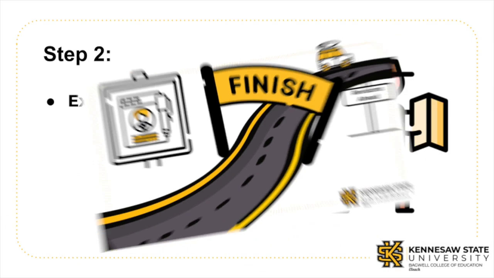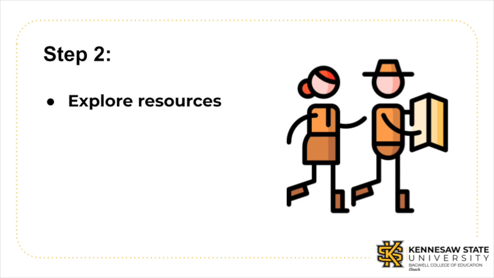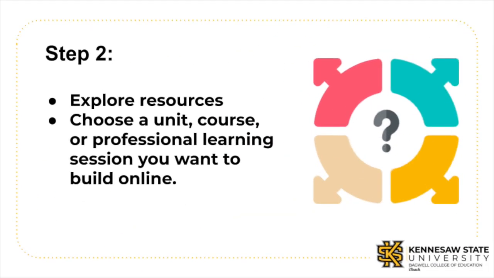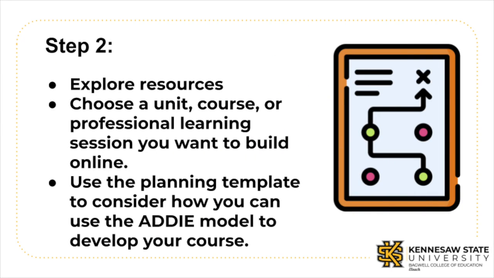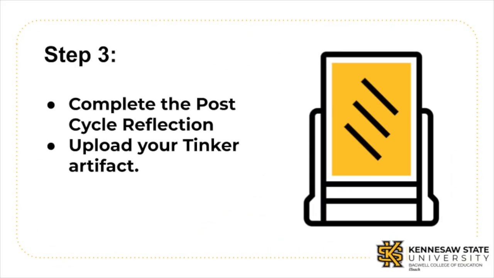After you explore the websites, articles, podcasts, and videos in the resource section of this cycle, you are ready to create an artifact of your learning. Now choose a unit, course, or professional development session you want to build online. Use the planning template located in the Tinker section to consider how you can use the ADDIE model to develop your course. Step 3. Complete the post-cycle reflection.